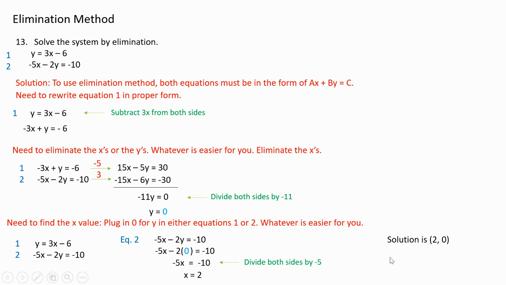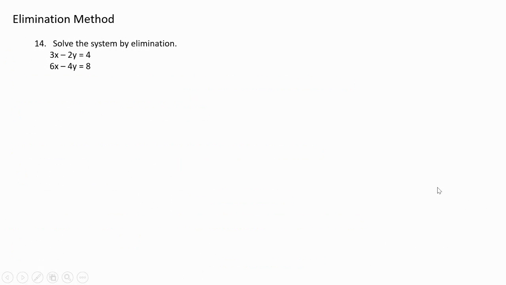Now, what happens when you get something like 0 equals 0 or 0 equals a number? There's one that's called infinite solutions and one that's called no solution. For example, number 14.